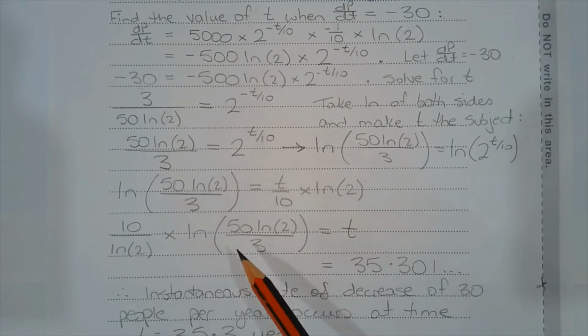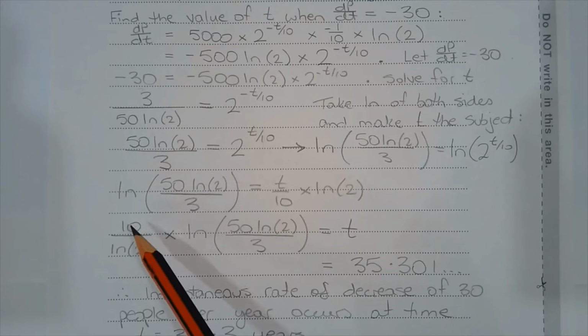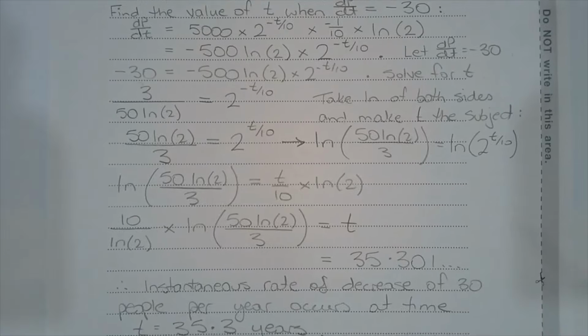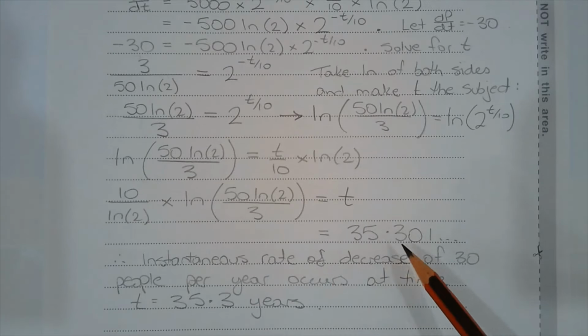Multiplying both sides by 10 and dividing both sides by ln of 2 to make t the subject of the formula, we have 10 over ln of 2 multiplied by ln of 50 ln of 2 over 3 equals t. And evaluating the left-hand side, that equals 35.301, and so on. Therefore, the instantaneous rate of decrease of 30 people per year occurs at a time t equals 35.3 years, correct to one decimal place.